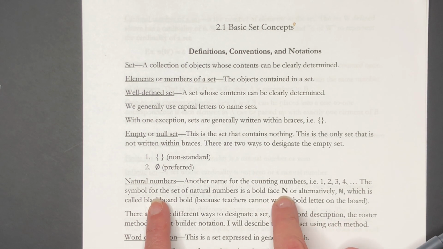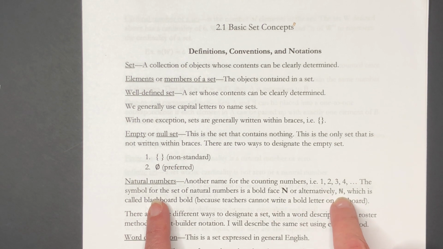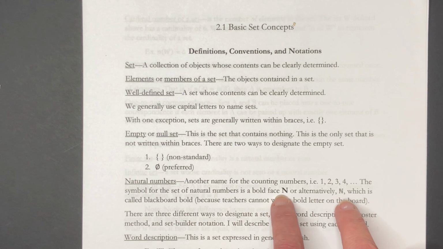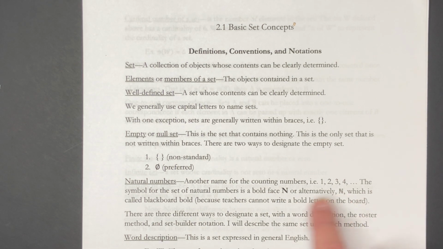The symbol we use for that is either a bold capital N, or you might see it like this. And this font is called Blackboard Bold. It was developed because in print, everyone was using bold, but when teachers needed to write it on the board, we can't write in bold on the board. So this notation popped up, okay? But they mean the same thing. They mean all the natural numbers.